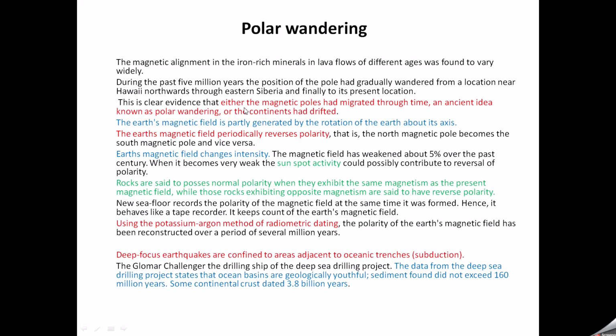And, as they said here, this is clear evidence that either the magnetic poles had migrated through time, which is impossible, this is the ancient idea known as polar wandering, or the continents had drifted, which is the true assumption, that continents had been drifted.